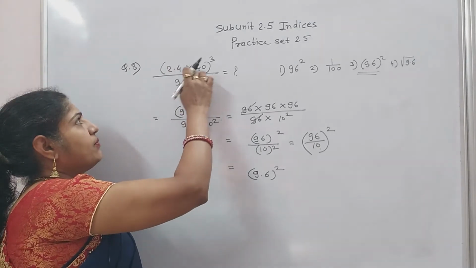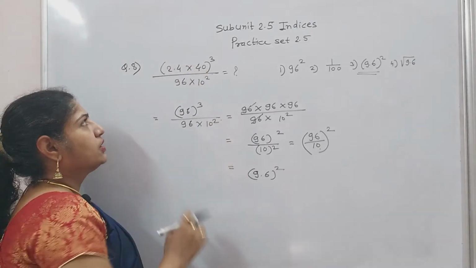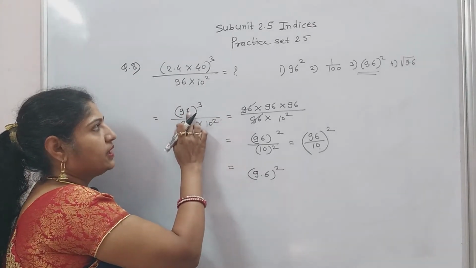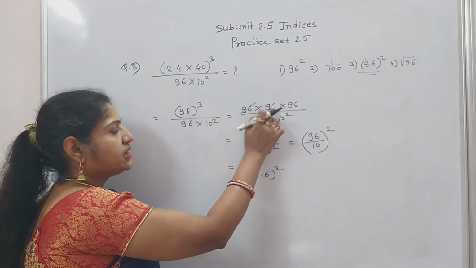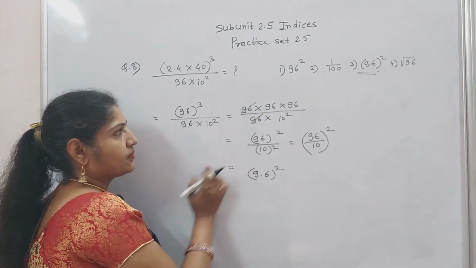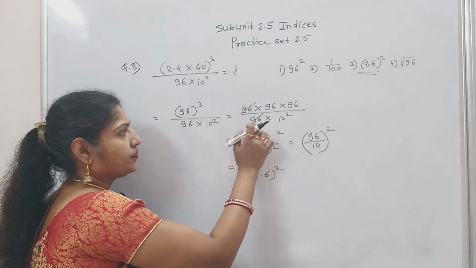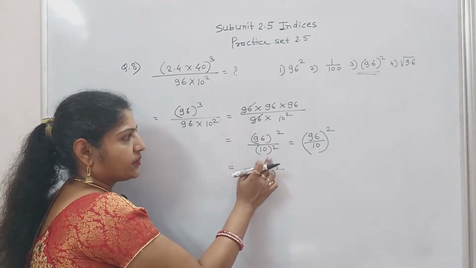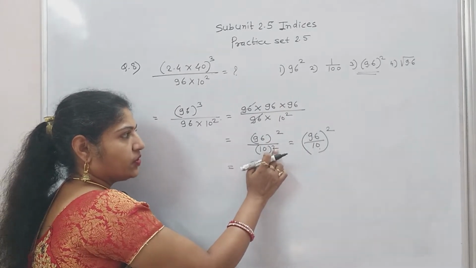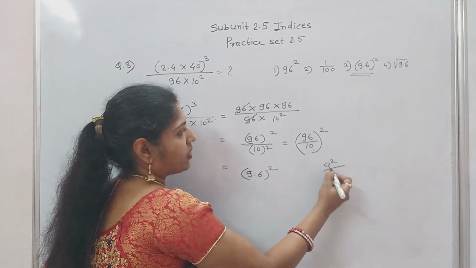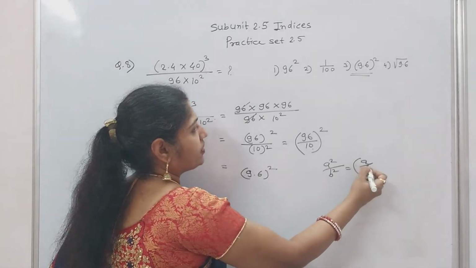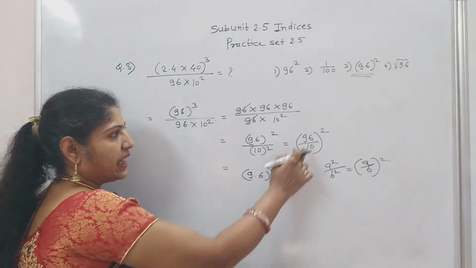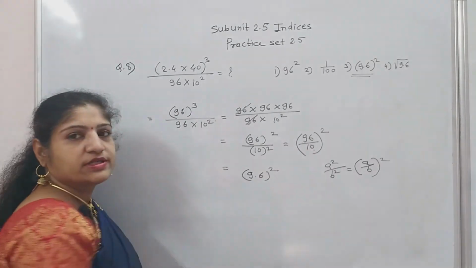First of all, I multiply these two numbers 2.4 into 40, that is 96. 96 cube means 96 into 96 into 96. Cut the 96. 96 into 96, 96 square upon 10 square. Square, square. Use the rule: A square upon B square equal to A upon B bracket square. 96 upon 10, that is 9.6.